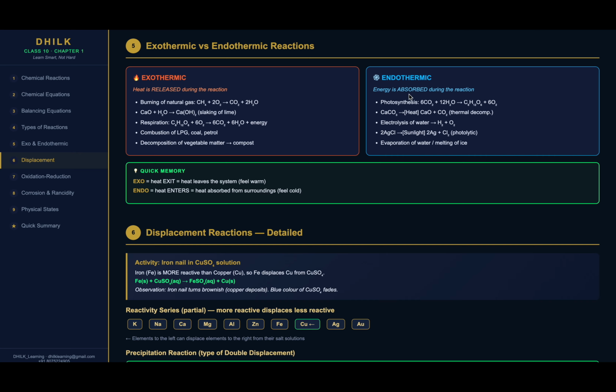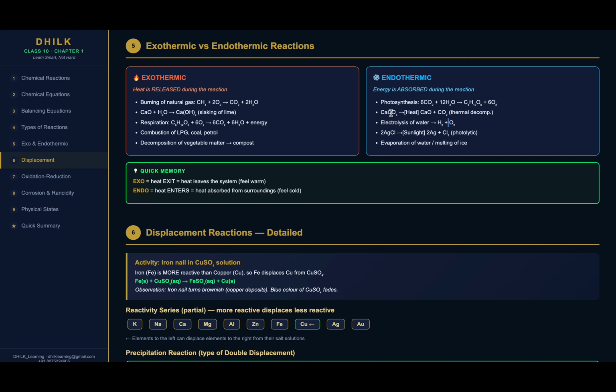An example of an endothermic reaction is photosynthesis in plants, where carbon dioxide and water absorb sunlight energy. They absorb sunlight energy to form glucose and oxygen. So this reaction is an endothermic reaction because they are absorbing a form of energy. Okay. The next example is calcium carbonate decomposing to form calcium oxide and carbon dioxide. Calcium carbonate is converted into calcium oxide and carbon dioxide. This is a thermal decomposition reaction. What is happening here?